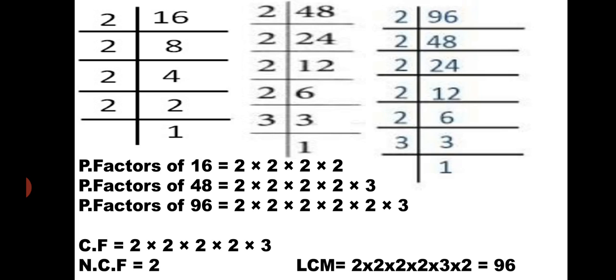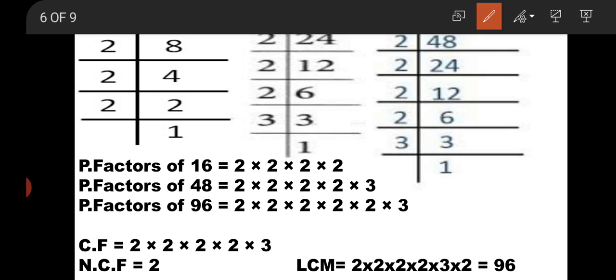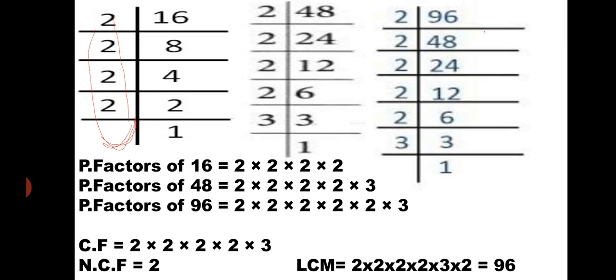So 2 8s are 16. Now we have 8. 2 4s are 8. Now we have 4. 2 2s are 4. And now we have 2. 2 1s are 2. So students, these all are the prime factors of 16. Now students, we have 48. 2 24s are 48. 2 12s are 24. 2 6s are 12. 2 3s are 6 and 3 1s are 3. After that we have 96.